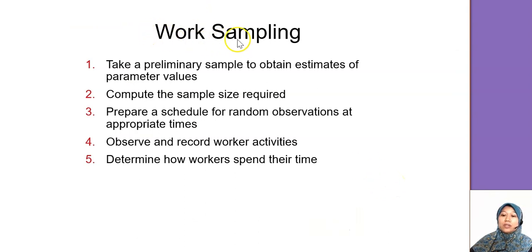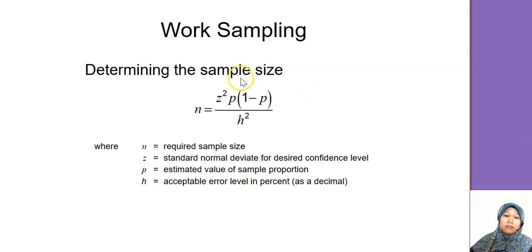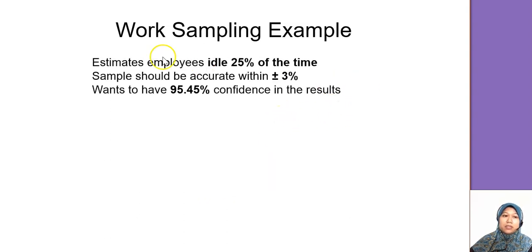Next we look at work sampling. This is the fourth way. Work sampling is more about observing and recording workers' activity. Usually this one is for service providers. These are the formulas. The sample size formula is different from the time study. The Z is the same, the standard normal deviation, which we get from the table. The p-value is the sample proportion, and H is the acceptable error.